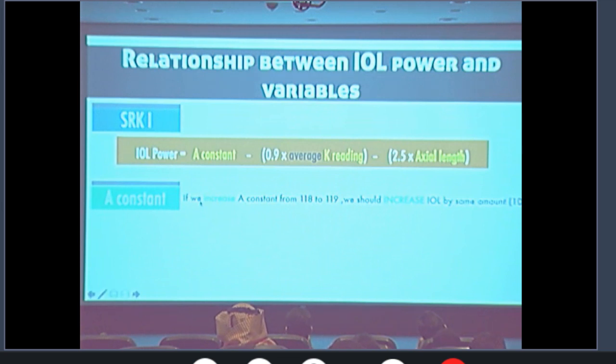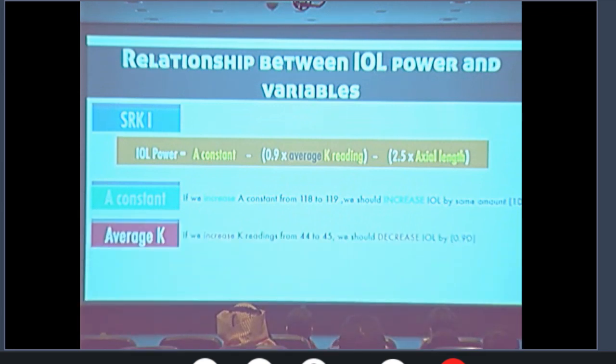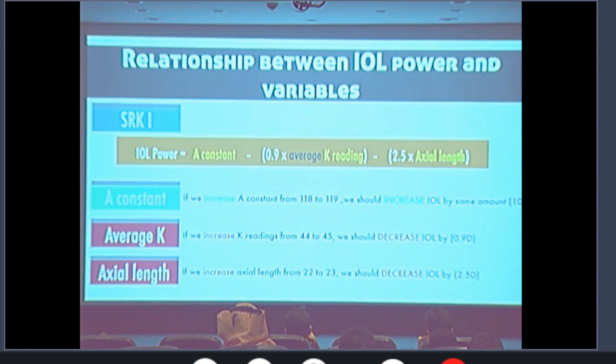Okay. So the A constant, if we increase the A constant of IOL, let's say we will use 119 instead of 118, we should increase the power by the same amount, 1 diopter. Clear? The average K, because of this minus, if we increase the K readings, we have to decrease the power. It is an inverse relationship. And the same for axial length. If we increase the axial length by 1 millimeter, we have to increase the power by 2.5 because it is multiplied by 2.5. Clear?